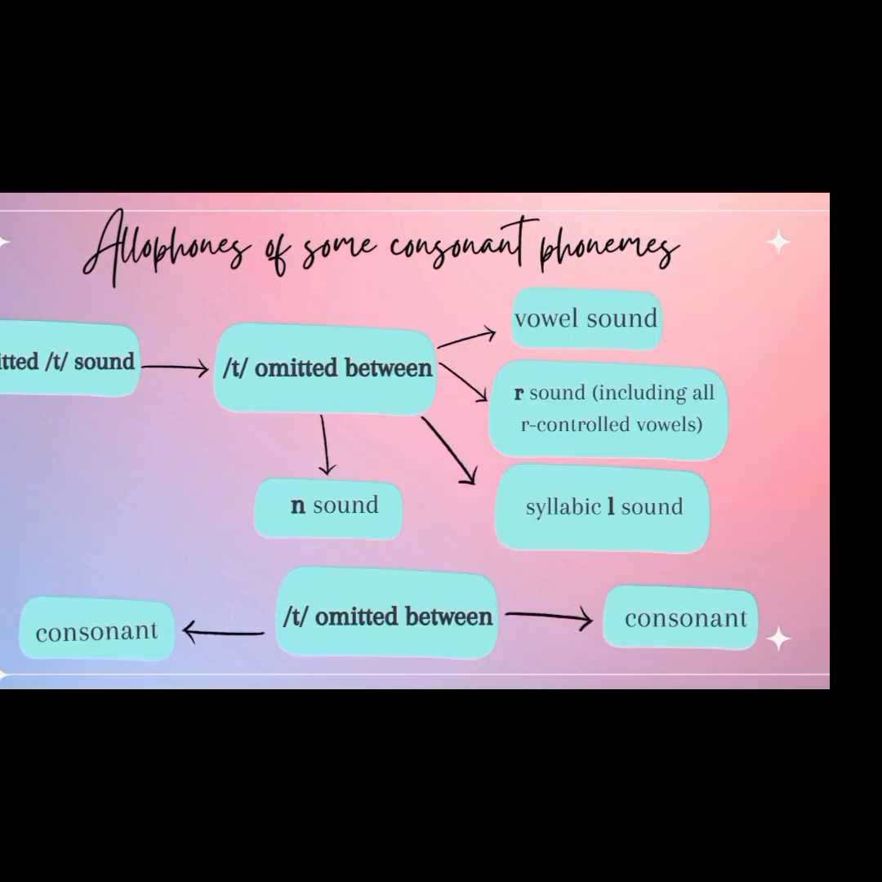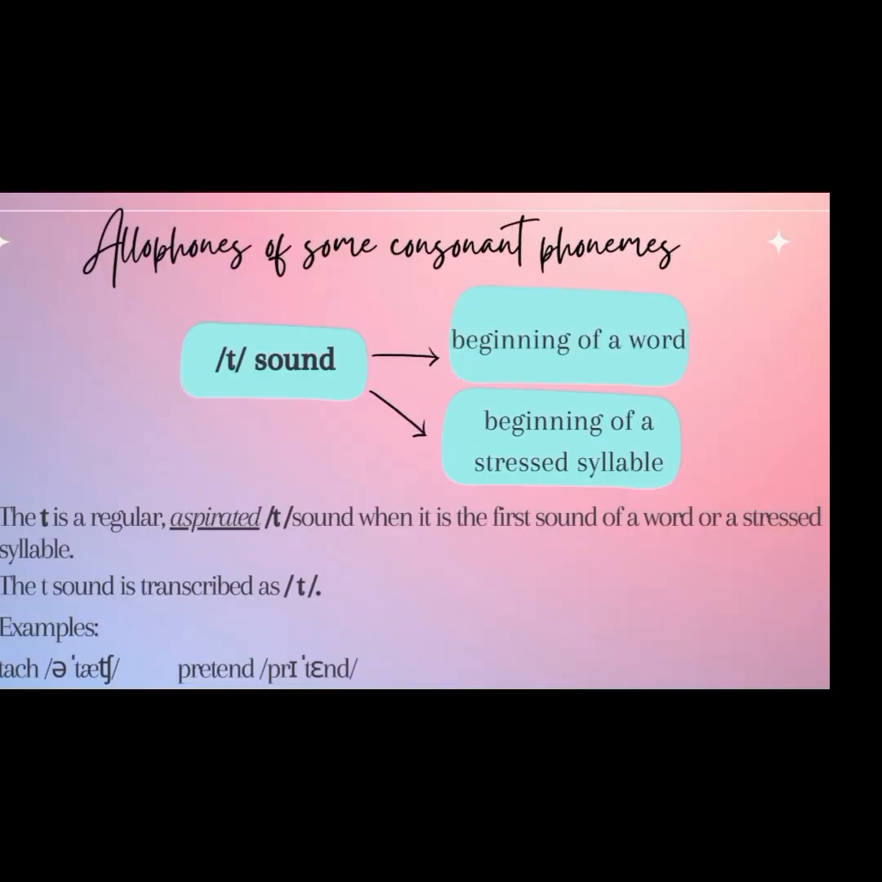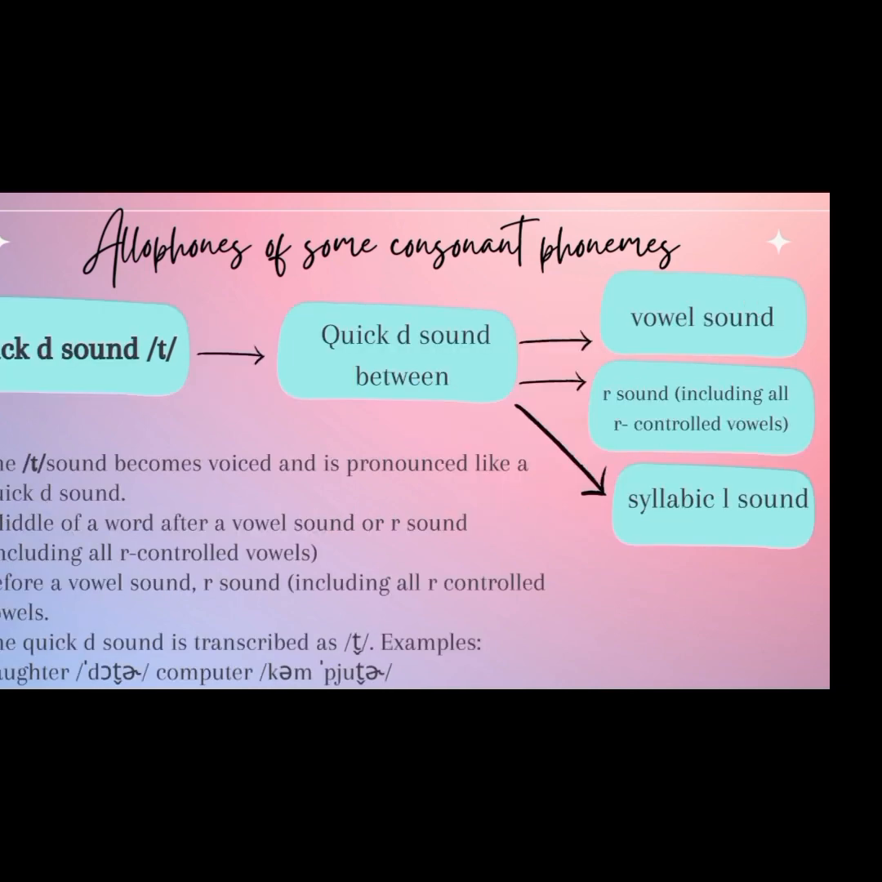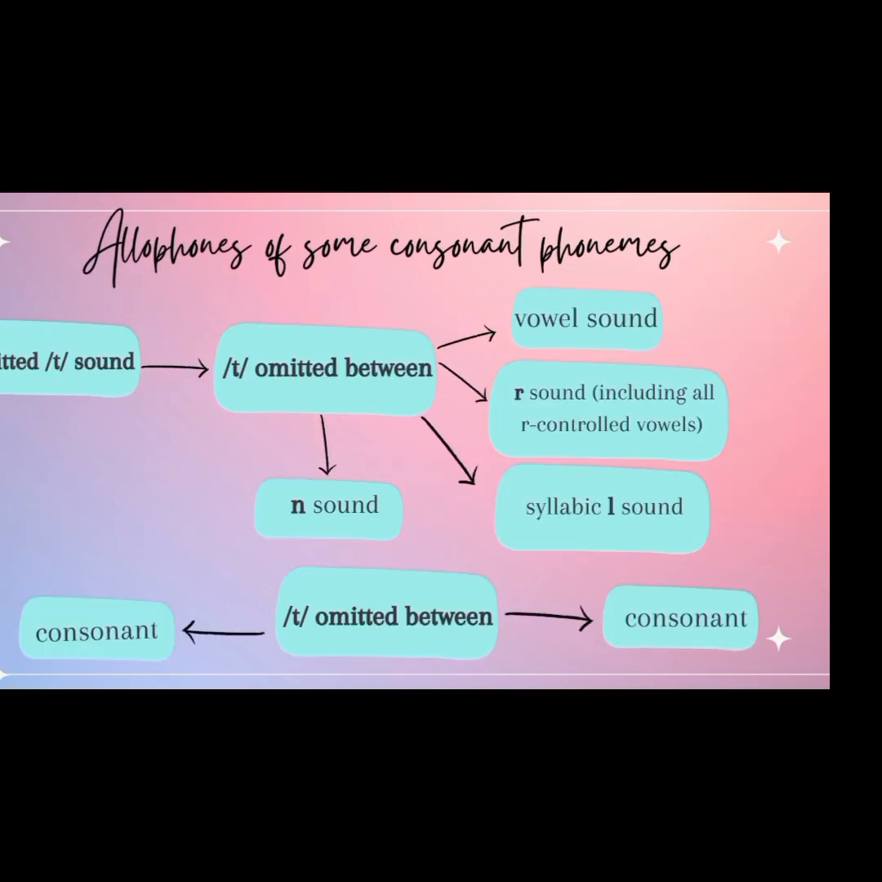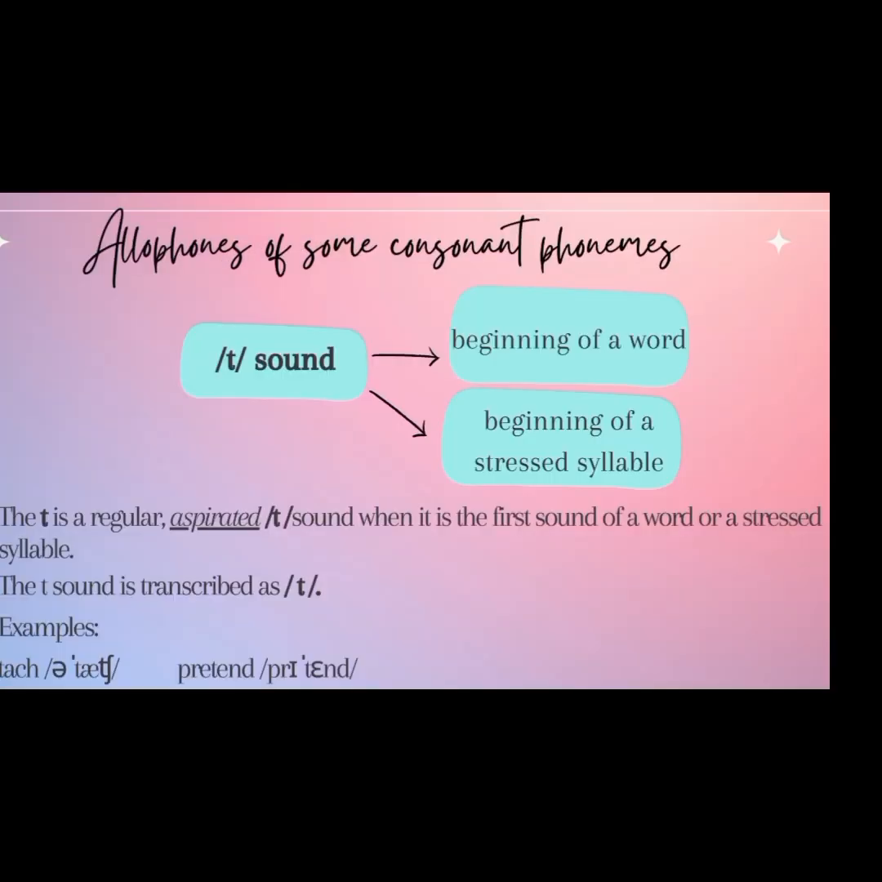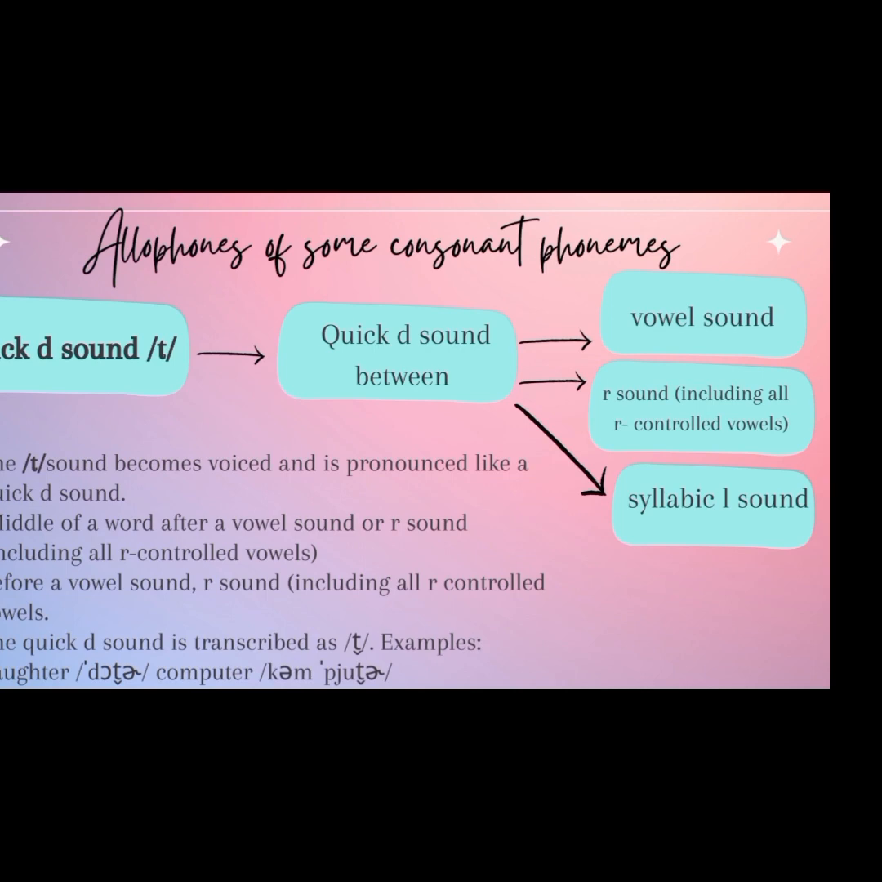And finally, the pattern for the T sound: it is omitted between vowel sounds, N sounds, or nasal sounds. The letter T is optionally omitted when it follows a nasal sound and precedes a vowel sound or R sound, which includes all R-controlled vowels or a syllabic sound.